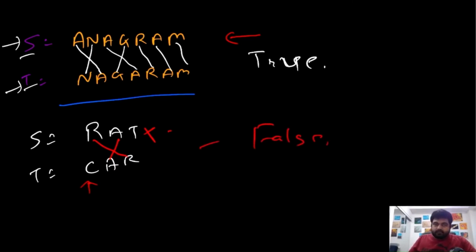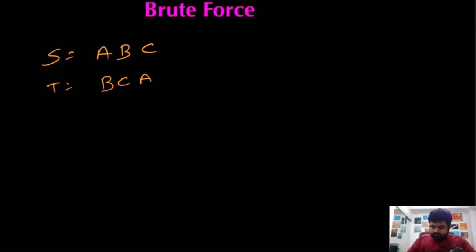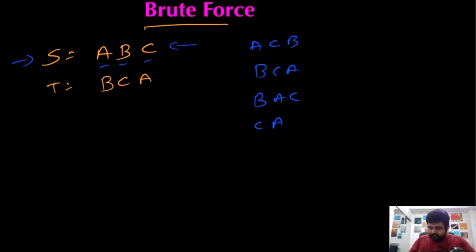So let's see what the different approaches to solve this problem would be. The first approach is a brute force way. In the brute force, we take the string s, which is comprised of 3 different characters, and we make all the possible words that we can make from this given string s, like ACB, BCA, BAC, CAB, and so forth. So we would be able to make a bunch of different possible words out of this given string s, and then we compare all of them with this given t.